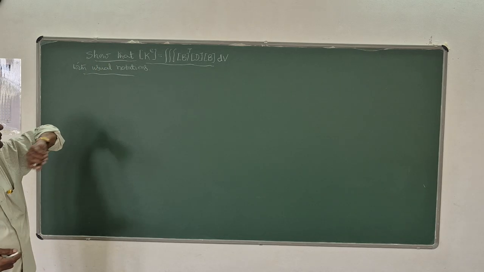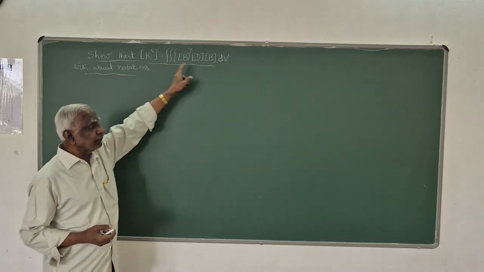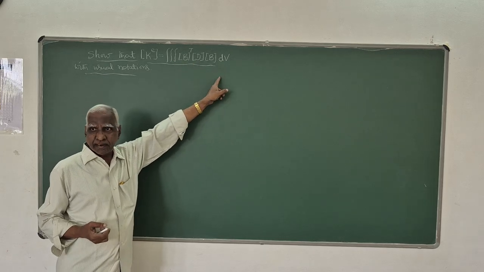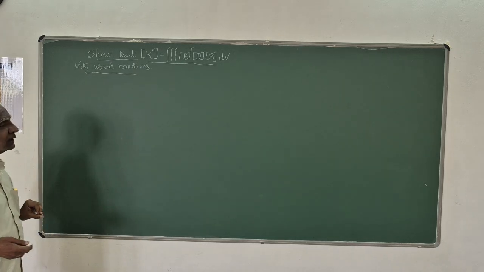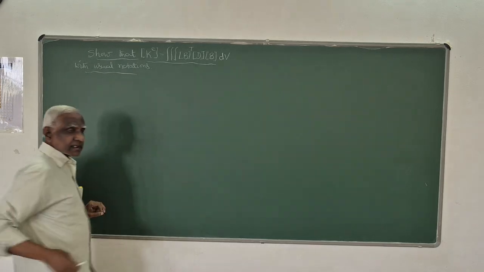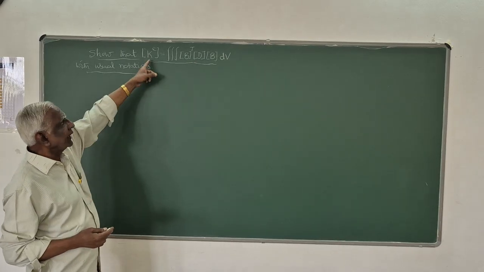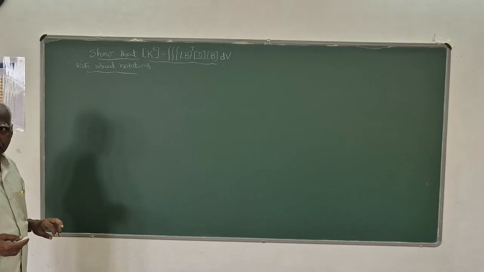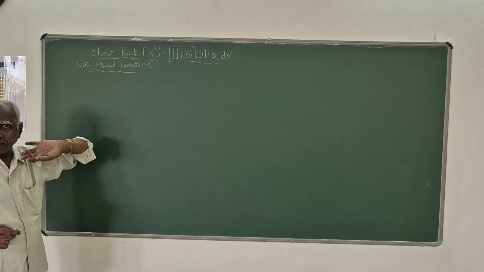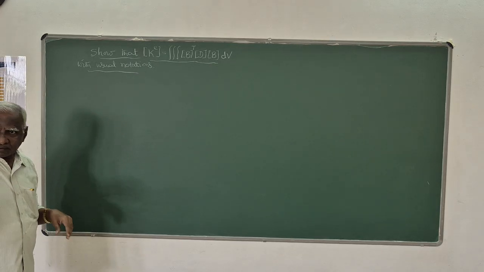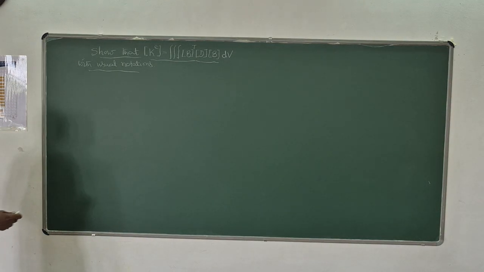Today let us prove that the element stiffness matrix is given by K equals the volume integral of B transpose D B dV. Where B is the strain displacement matrix, D is the constitutive matrix, and K is the element stiffness matrix. So let us prove this relationship using the knowledge you have acquired so far in finite element analysis.